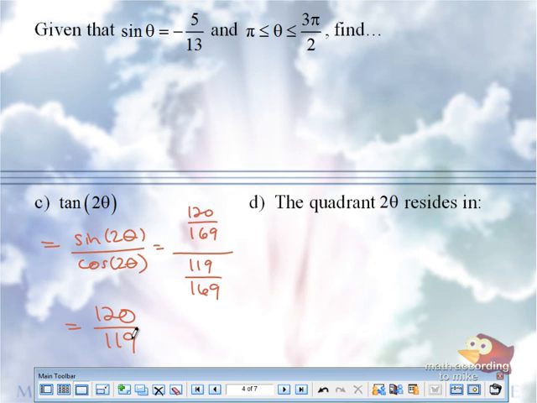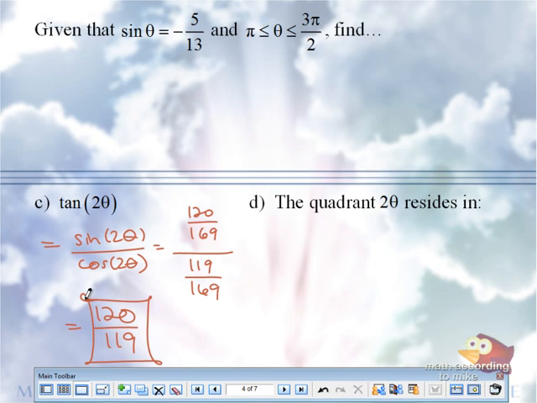You could totally use the 2 tangent u over 1 minus tangent squared u. Feel free. Let me know how it goes. Or just remember the tangent is sine over cosine. You're welcome. I do it because I care.